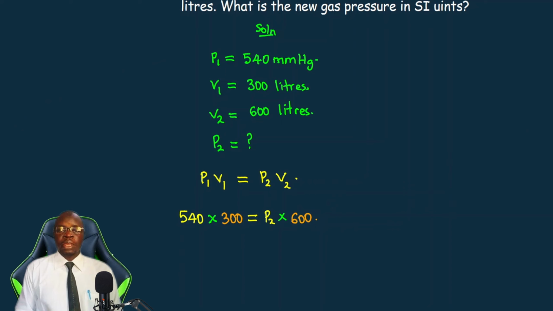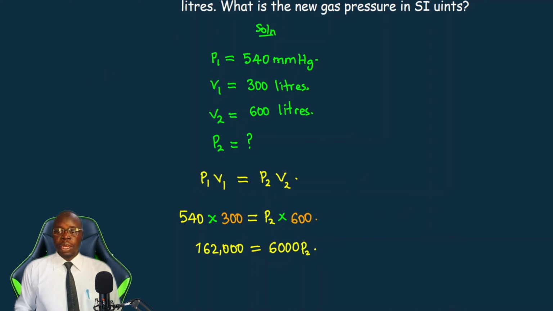So let's go ahead and multiply these numbers. If we enter this into a calculator, 540 multiplied by 300, we'll get 162,000. And of course, if you multiply a number with a letter, it will just be connecting these two things together, the letter and the number.